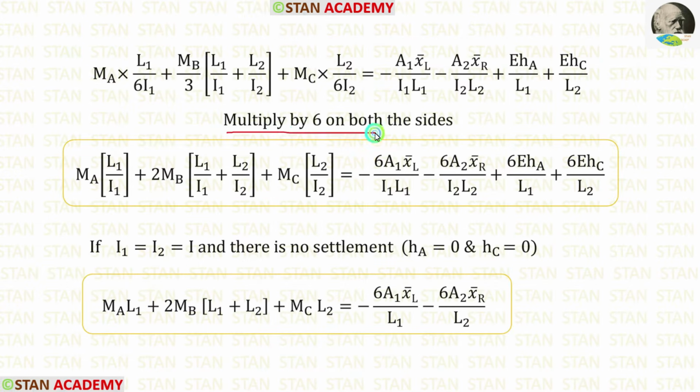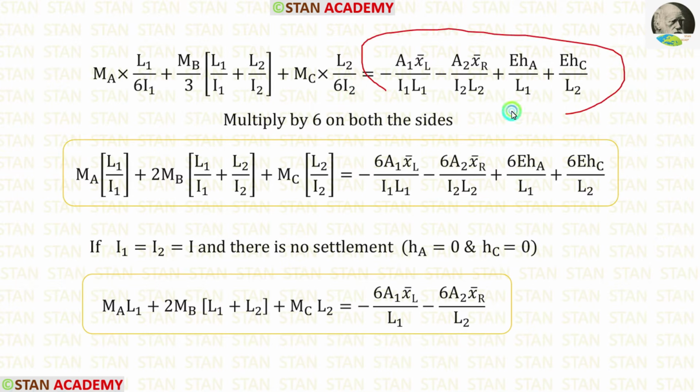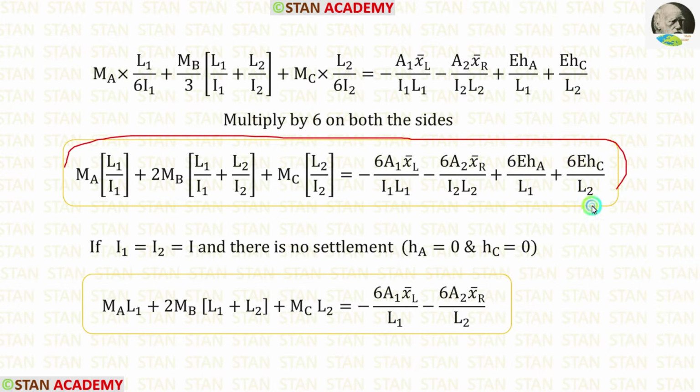Then let us multiply by 6 on both of the sides. When we multiply 6 with this value, this 6 will be eliminated. When we multiply by 6 here, 6 by 3, we will get a 2. When we multiply with 6 here, this 6 will be eliminated. When we multiply by 6, these terms, we will have 6 on the numerator. Finally, we have derived the three-moment equation.